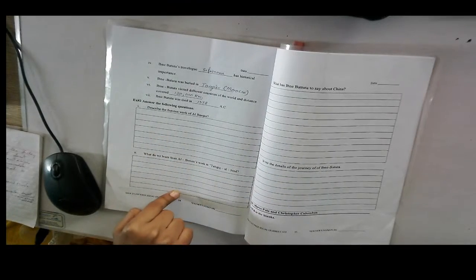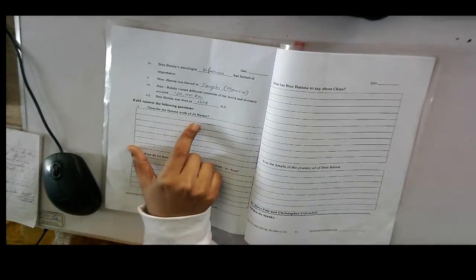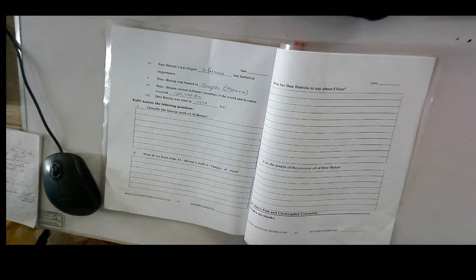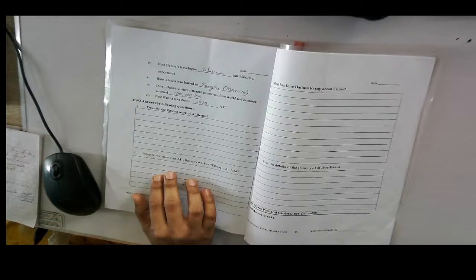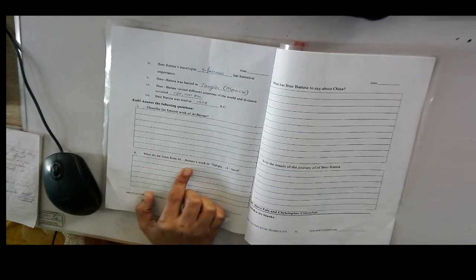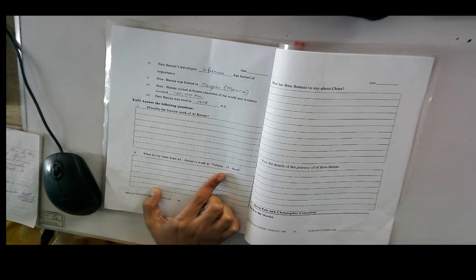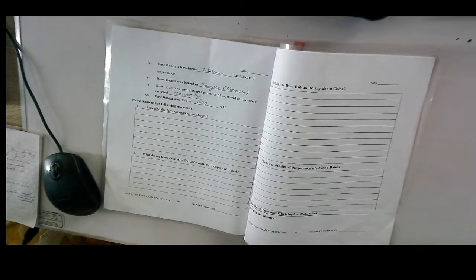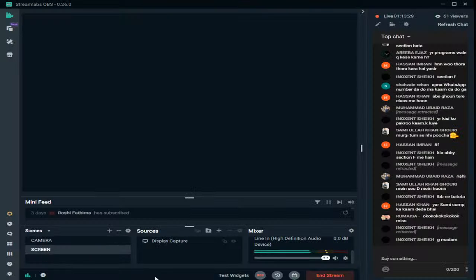यहाँ 2 क्वेश्चंस पूछें, क्वेश्चन सुने. Describe the famous work of Al-Biruni. फेमस वर्क ऑफ अल-बिरूनी वी डिस्कस इट. अभी मैं आपको उसको शो भी करती हूँ. And what do we learn from Al-Biruni's works in Tehqiqul Hind? तो ये भी हमने क्या लर्न किया, ये भी मैं आपको शो कर रही हूँ. 1 मिनट.